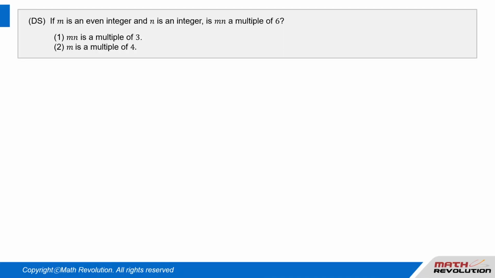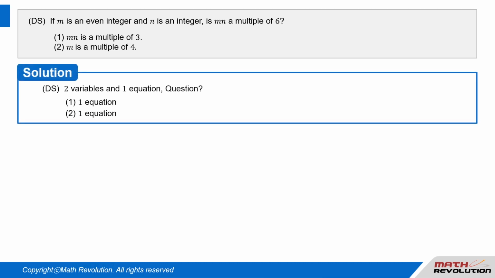Question. DS. If m is an even integer and n is an integer, is m times n a multiple of 6? Condition 1. M times n is a multiple of 3. Condition 2. M is a multiple of 4.